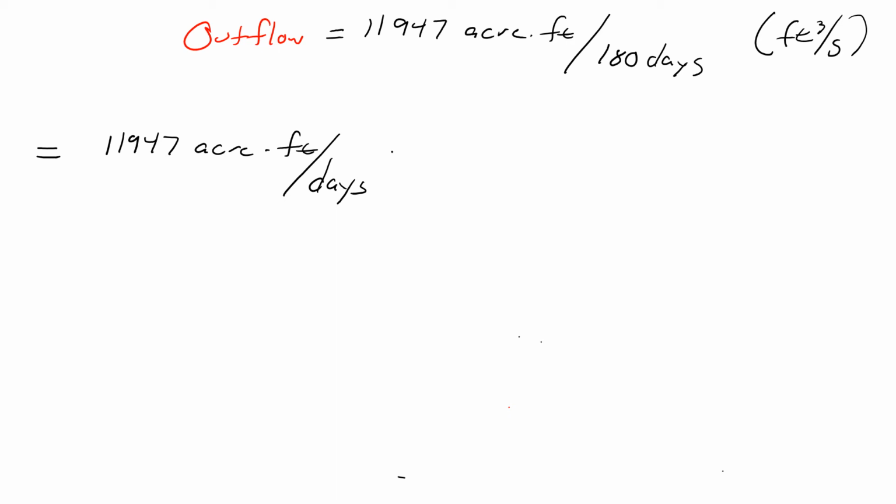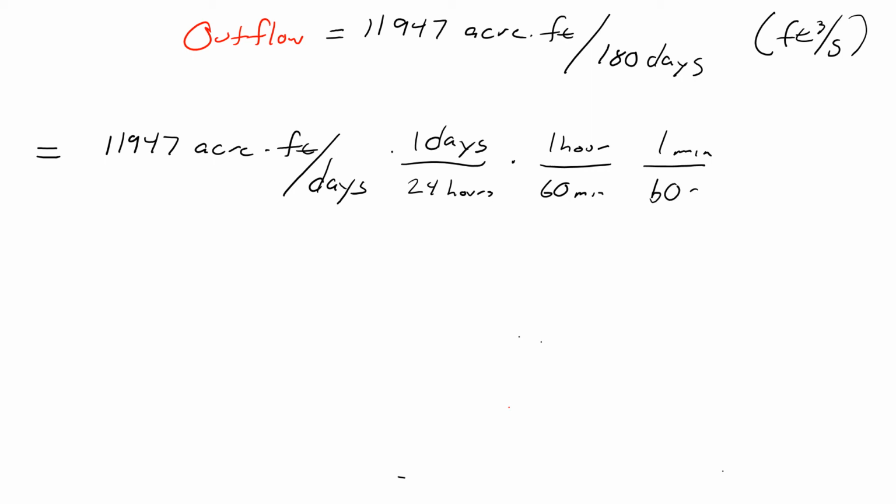There's a lot of ways you can do this. I'm going to start by getting rid of days and getting to seconds. Okay? So we know there's 1 day, 24 hours, 1 hour, and 60 minutes, 1 minute has 60 seconds. So if we start canceling, we end up with seconds.